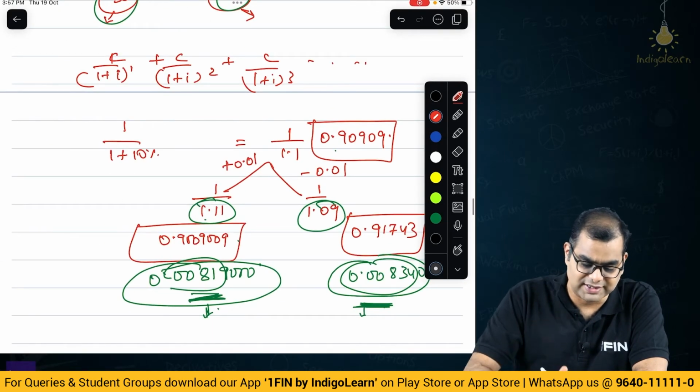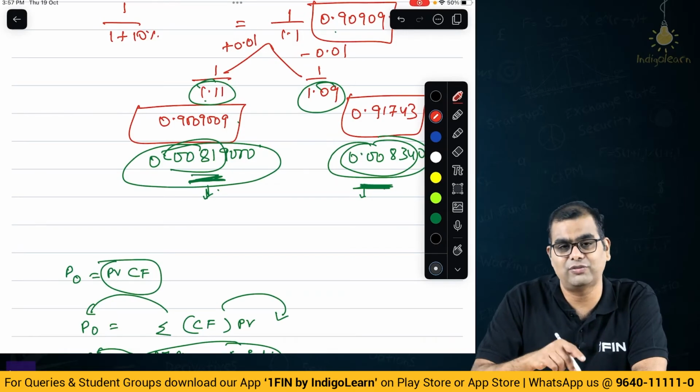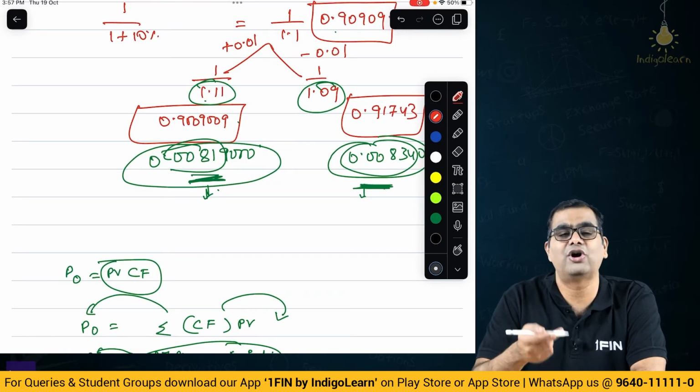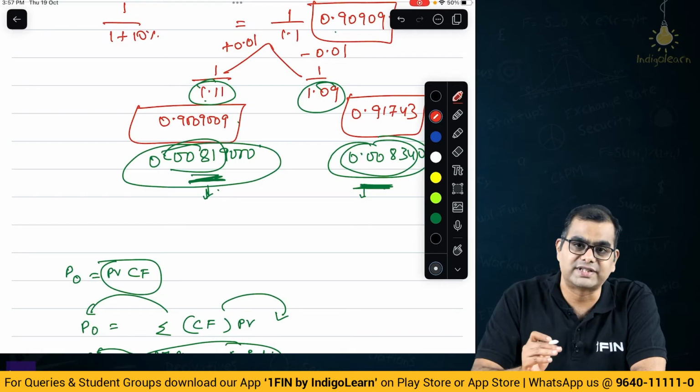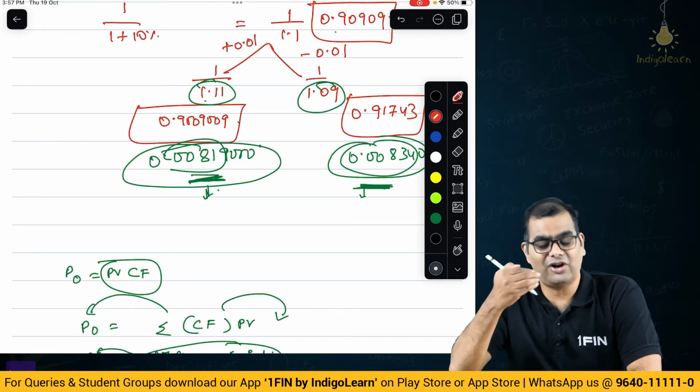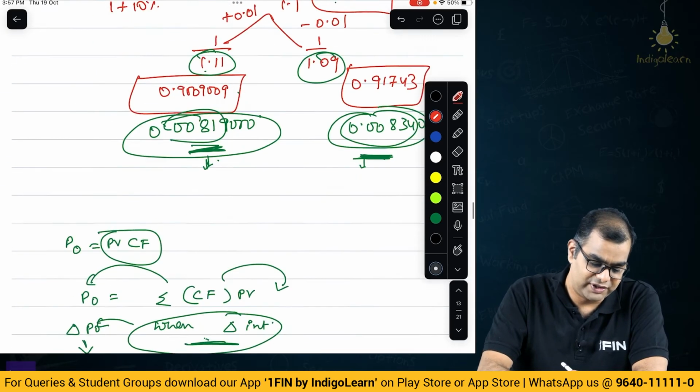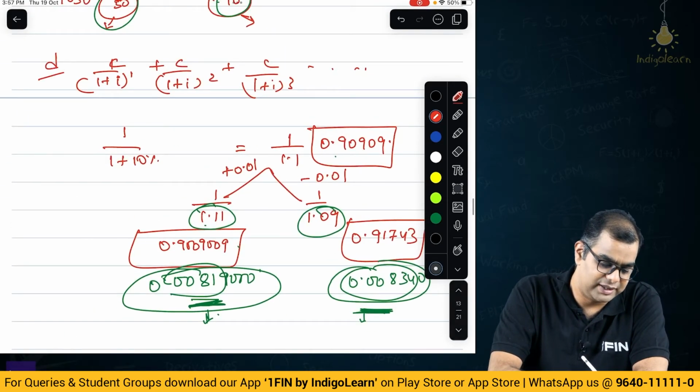Right. Now, given this understanding, these are all essential for you to understand the next step, which is the thing called convexity. Volatility or sensitivity is your modified duration, and convexity is the second order differentiation. Basically, you have differentiated it the first time, d by dx.